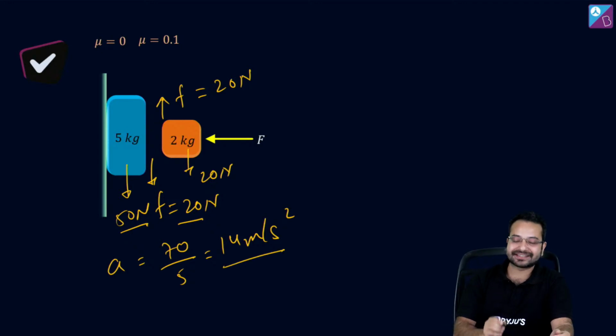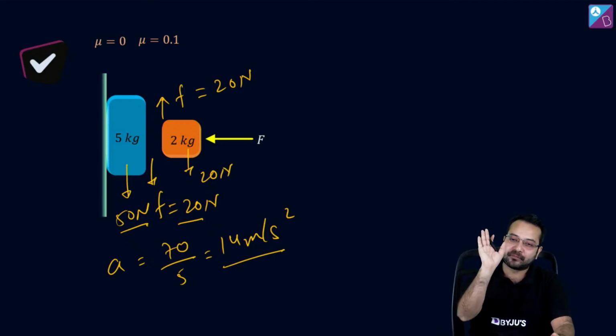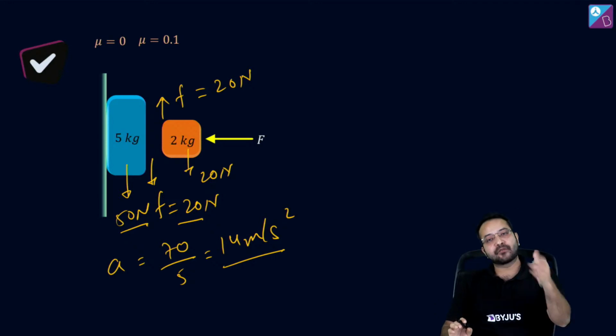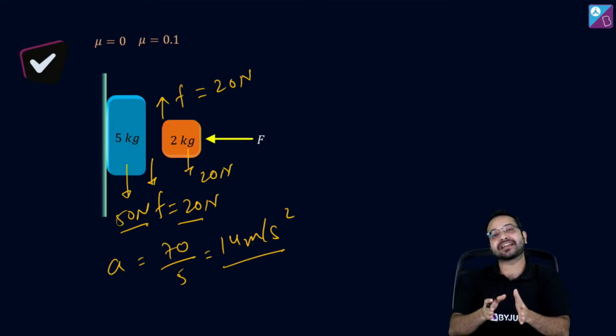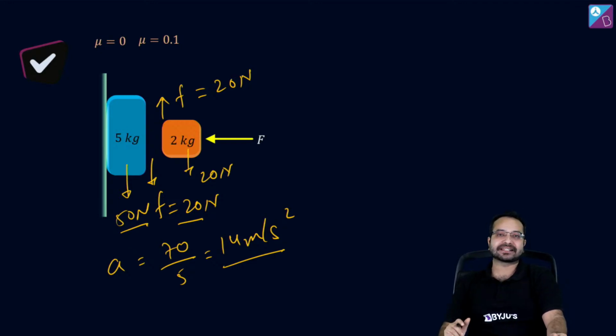And tell me, does this make sense? This acceleration has also come out to be greater than g. So we have just applied the force in the horizontal direction, and one of the blocks is accelerating downwards with an acceleration greater than g. Does that make any sense? That makes no practical sense.